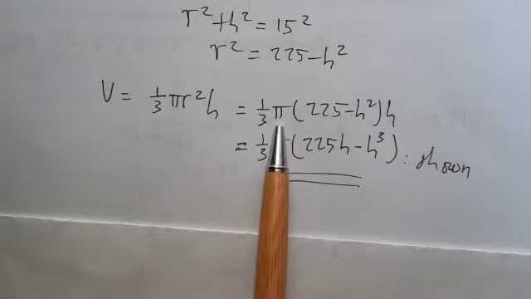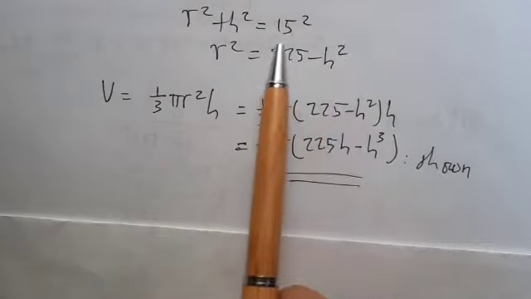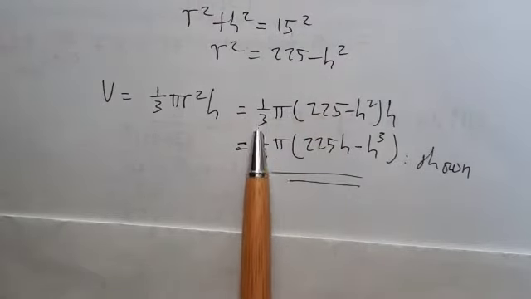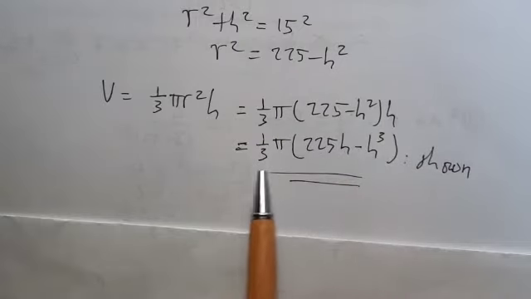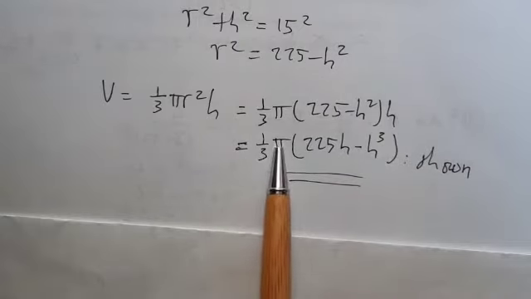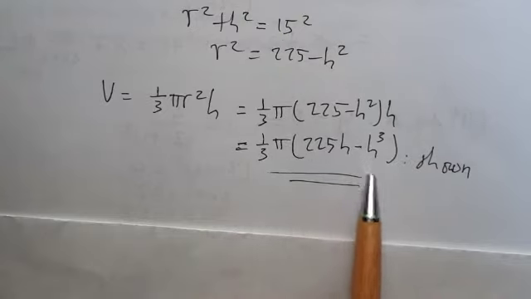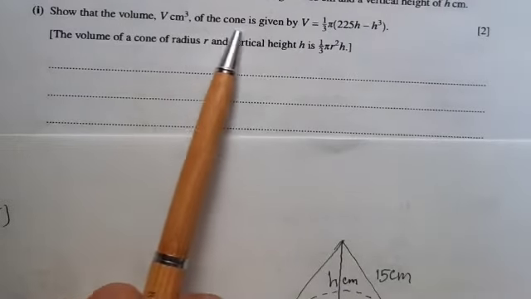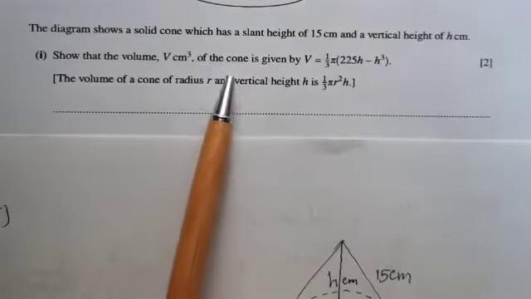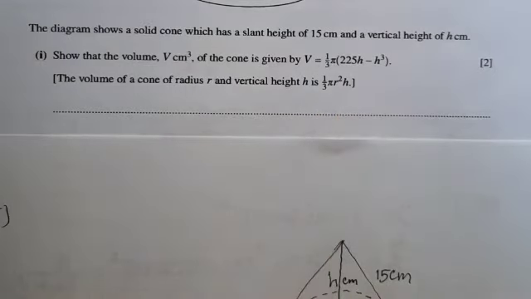Thus, 1/3 pi, substitute R squared by 225 minus H squared. Thus, 1/3 pi times 225 minus H squared times H equals 1/3 pi times 225 h minus h cube. Thus, part I is shown. Volume is 1/3 pi times 225 h minus h cube.